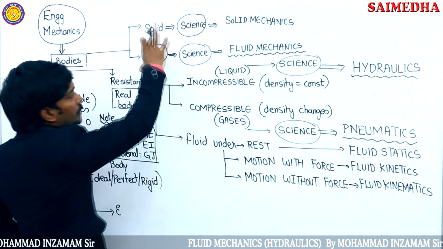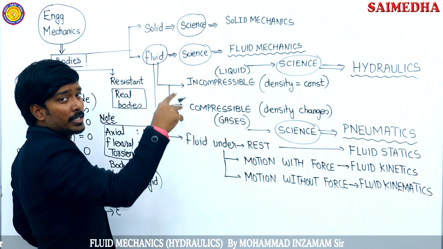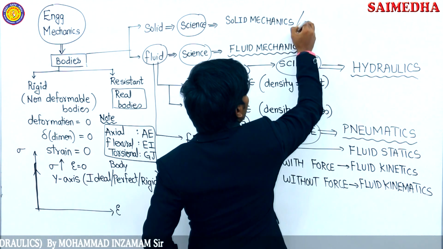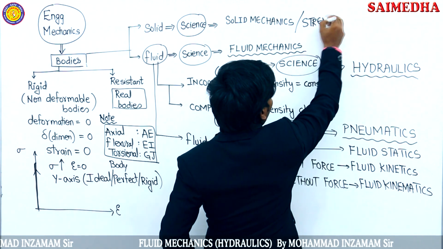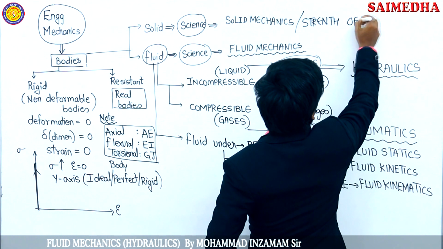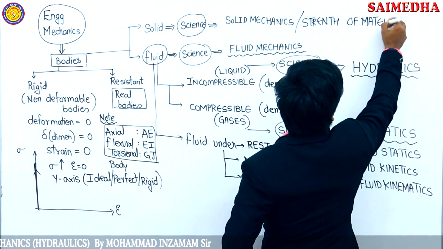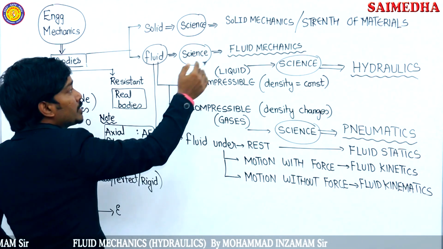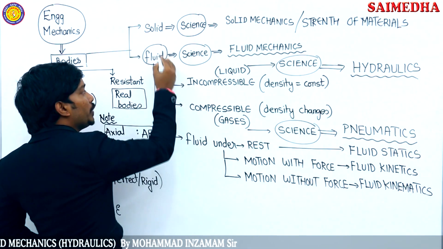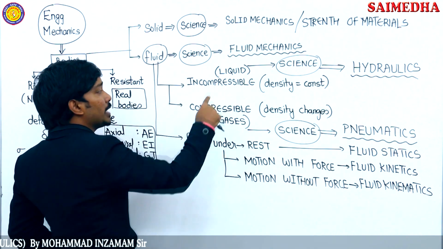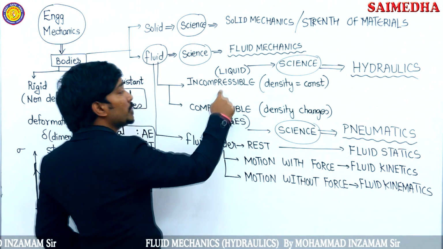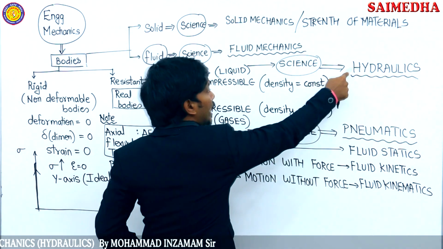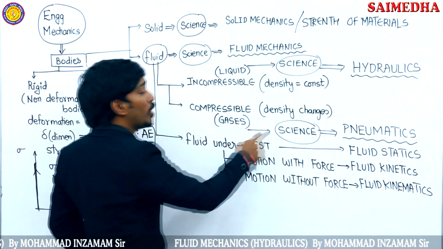Basically matter can be classified into two types: solid and fluid. The science which deals with the behavior of only solids is solid mechanics, which you can remember as strength of materials also. The science which deals with the behavior of only fluid is called fluid mechanics. Fluid can be classified into two types: incompressible fluid and compressible fluid. Incompressible is liquid, compressible is gases. The science which deals with the behavior of only liquid is called hydraulics. The science which deals with the behavior of gases is called pneumatics.